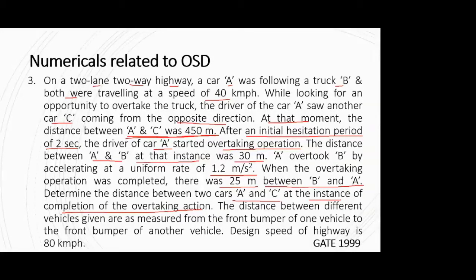So that distance they are asking. They have also mentioned that the distances between different vehicles are measured from the front bumper of one vehicle to the front bumper of another vehicle. This they have given just for information, so that it's easy for you to visualize and draw the diagram if possible. And then they have given the information that the design speed of the highway is 80 kmph.